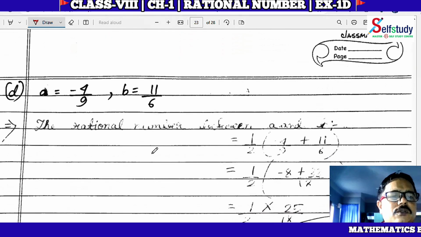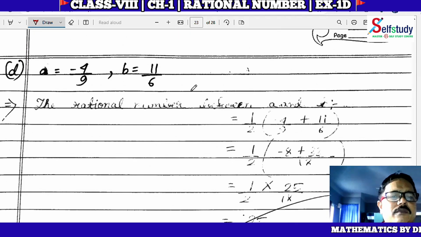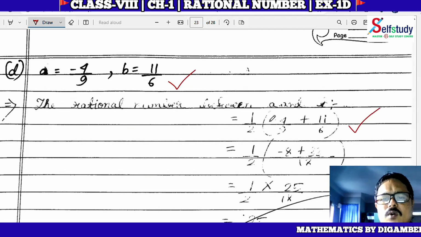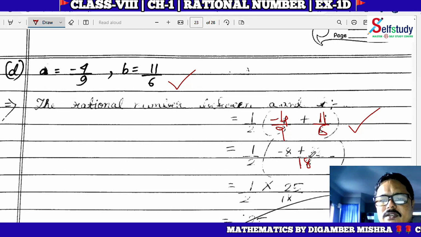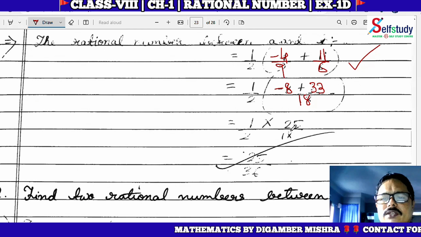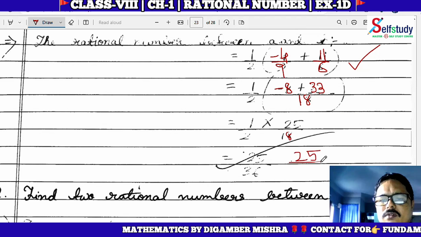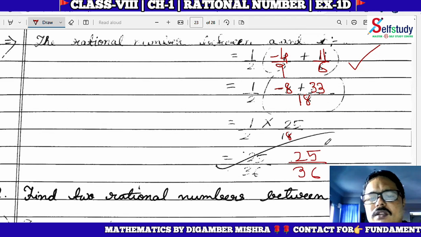Now the next question, where A's value is minus 4 upon 9 and B's value is 11 upon 6. In the same way you can do this: half of, in bracket, minus 4 upon 9 plus 11 upon 6. The LCM of 9 and 6 is 18. So 9 2s are 18, so minus 4 2s are minus 8, and 6 3s are 18, so 11 3s are 33. In this way the answer comes to 25 upon 18, and 18 2s are 36, so the answer is 25 upon 36. This is the answer.